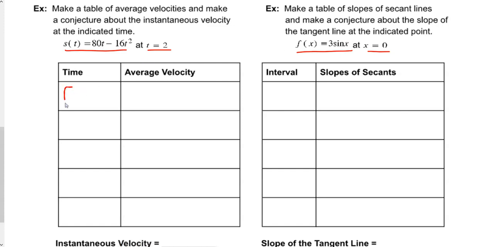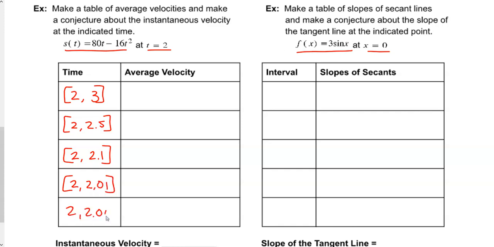If I'm wanting to hone in around t equaling 2, I may start with an interval of 2 to 3. Then I may cut that in half and go from 2 to 2.5. Then let's get down to a tenth of a way, like 2.1. Then we can go to 2.01 and 2 to 2.001. So we're really just honing in from one side. No matter which side you choose, you would get the same value. So that means I need to find my instantaneous velocity.